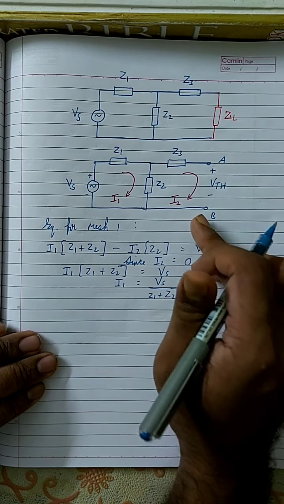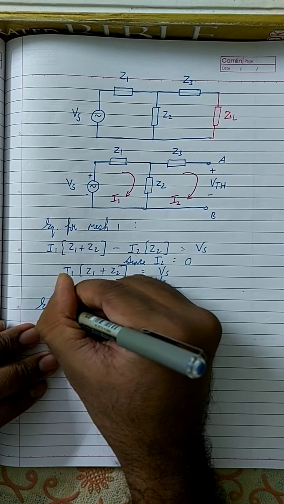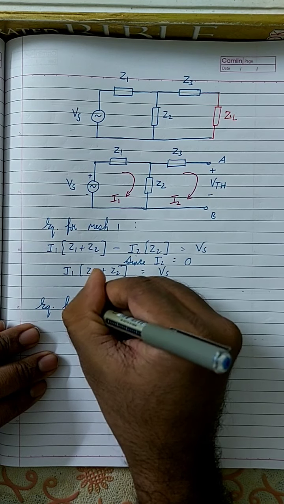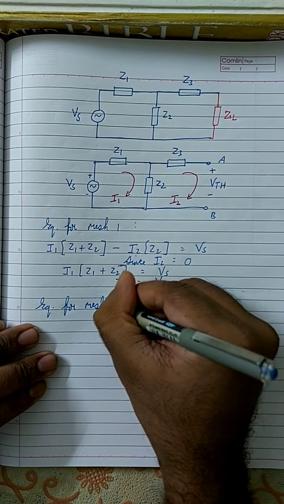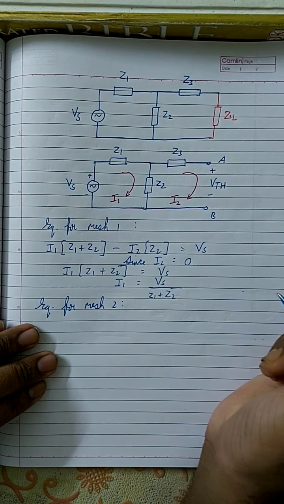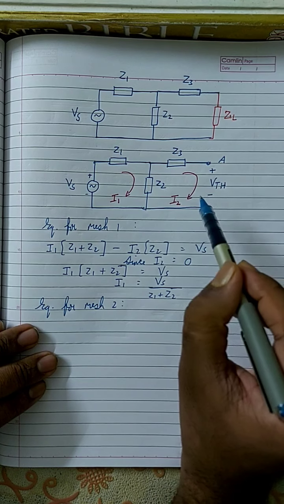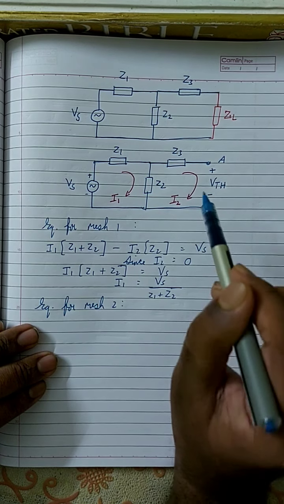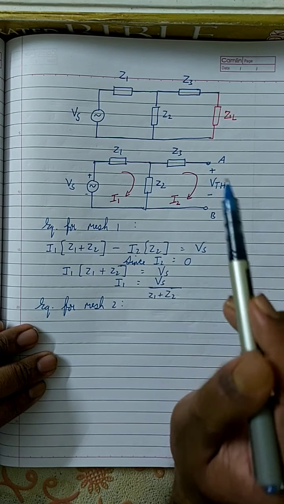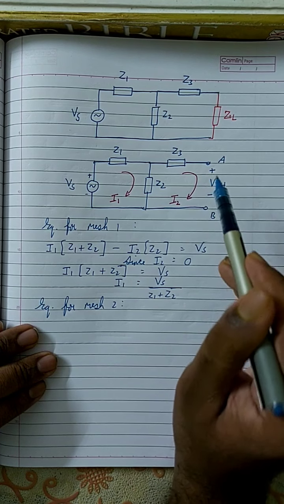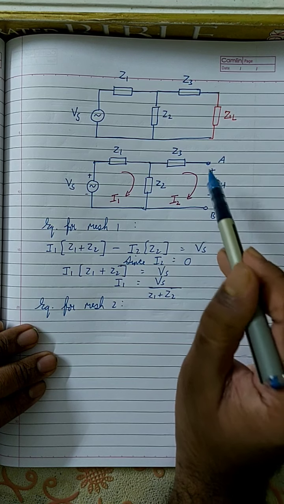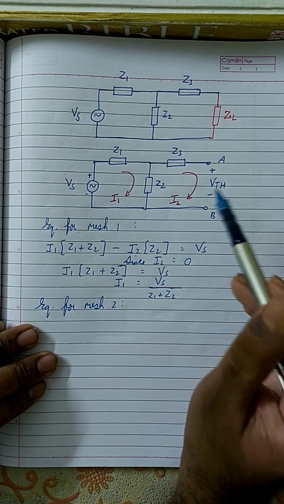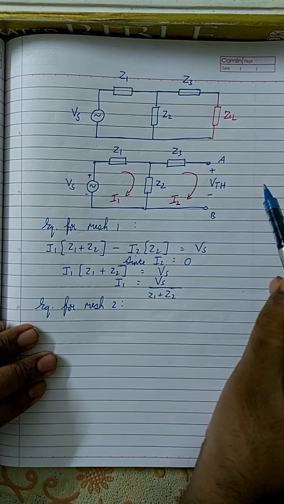Now this is where it is important, because here in this mesh there is a term called VTH. What is VTH? Remember, VTH is not a voltage source in this circuit. In this circuit, VTH is an open-ended voltage. It is the voltage across A and B, or the potential voltage across A and B. It is not a voltage source. Always remember that.